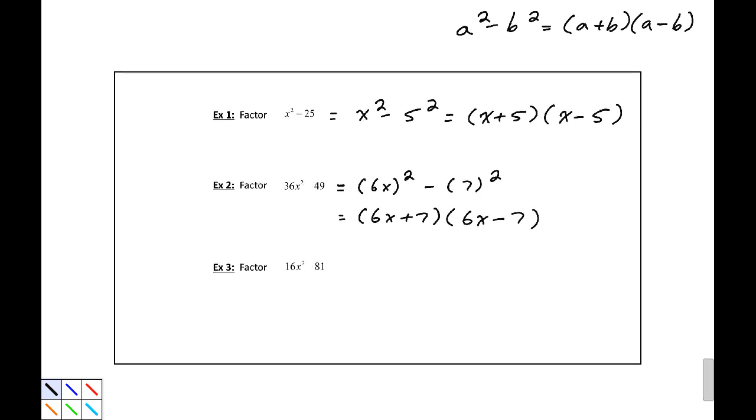You can put minus first and then plus second as long as there's one of each. Example 3, factor 16x squared minus 81. Well, I can rewrite this as parentheses 4x, close parentheses, squared, minus 9 squared. And I'll also put the 9 in parentheses. So we can factor this as 4x plus 9 in parentheses, and then 4x minus 9 in parentheses.